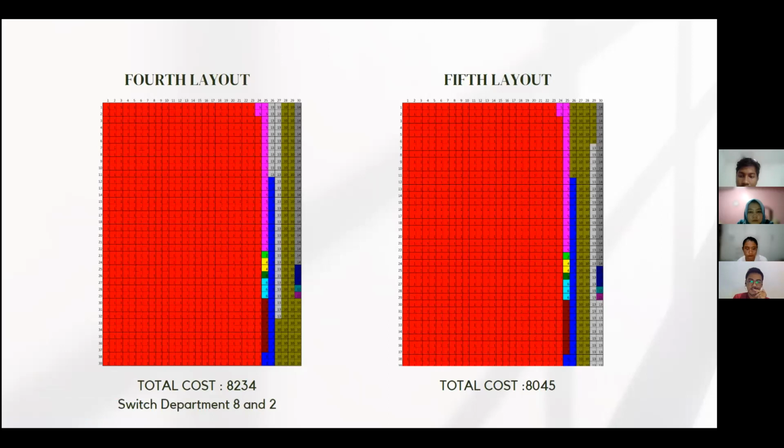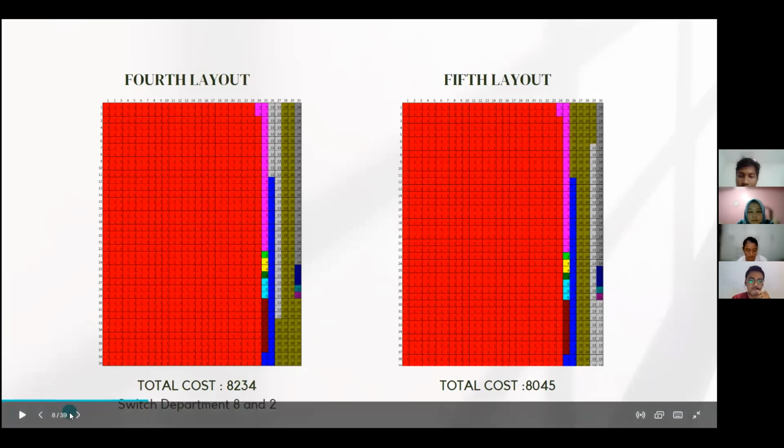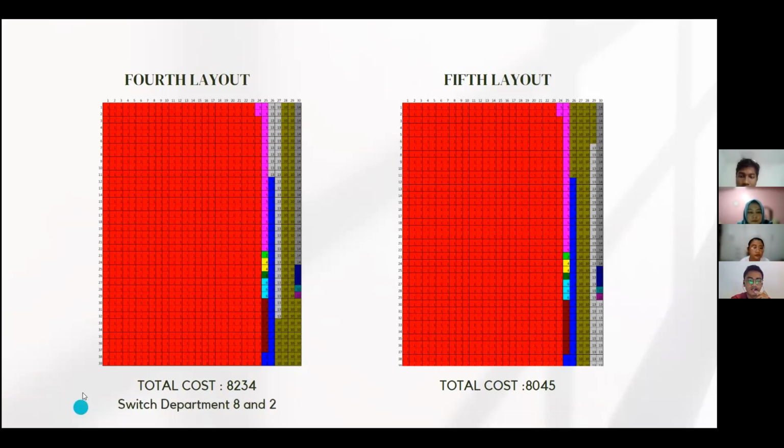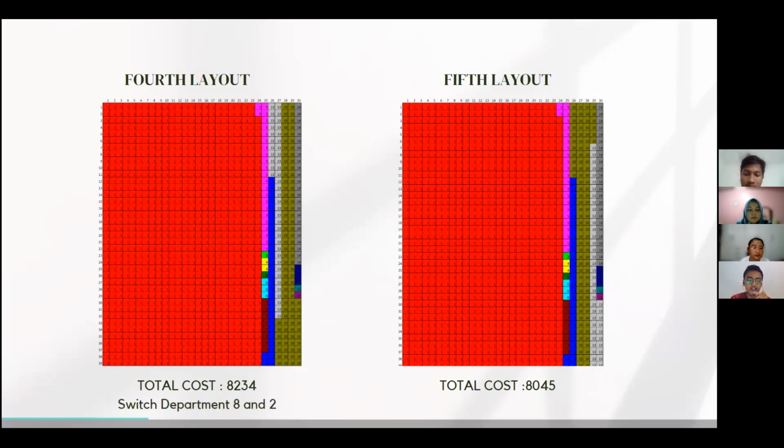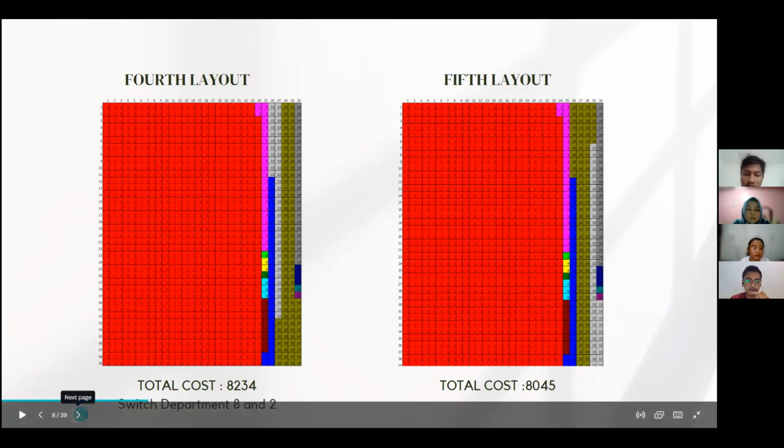This next one is the fourth layout and the fifth layout. For the fourth layout, we switch departments 8 and 2. For the last layout, which is the fifth layout, the total cost is 8,045.